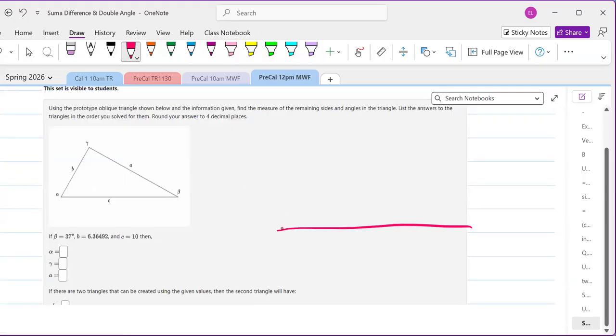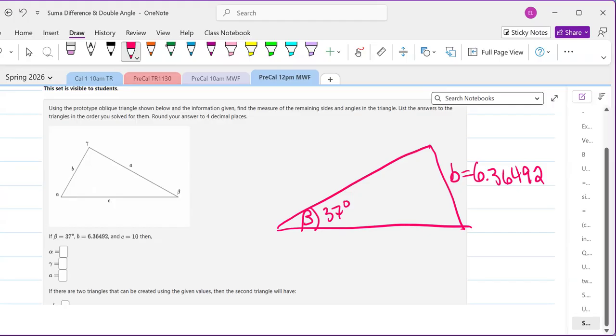So I draw my big horizontal, a long diagonal side, and then a short diagonal side. They gave me angle beta as 37 degrees. And then that short diagonal is the side opposite that, so that has to be side B, 6.36492. And then the other side they told me was side C, so that's my long diagonal side. So the angle opposite that is angle gamma. So I've got three things I know, one thing I don't know.